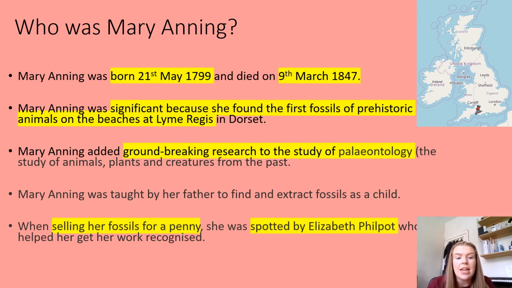Okay, Mary Anning would sell her fossils for a penny. Okay, and when she was doing so, she was spotted by a woman who was called Elizabeth Philpott. And she helped her to get her work recognised by some really famous and influential scientists. Okay, so she would sell the fossils that she collected and that she found for money because people were so interested and fascinated by these creatures. And when she was doing so, she was spotted by Elizabeth Philpott, okay, who was really impressed by her creations and told other scientists about them.